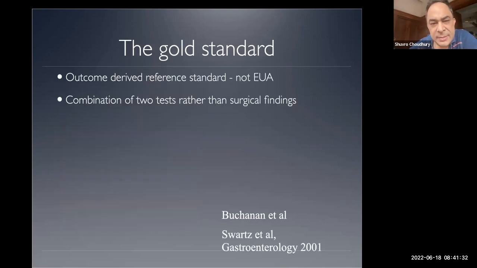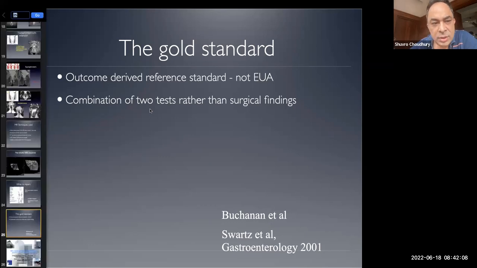And the other thing that we need to talk about is this concept that whenever we try to compare the results of MRI and surgery, what is the gold standard? Traditionally, we have always said that surgery is the gold standard, right? But we know for a fact that even surgery at EUA is not the gold standard. So the gold standard currently used in the surgical references is what is called the outcome-derived reference standard, and not EUA alone, which is a combination of two tests rather than just the surgical findings. So basically your surgical findings and the MRI findings together make the outcome derived reference standard.